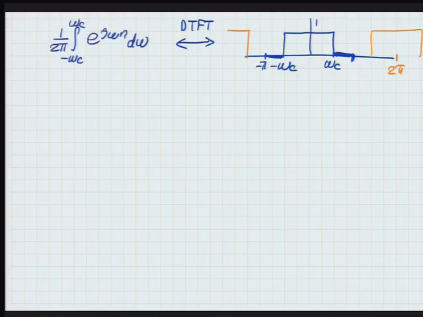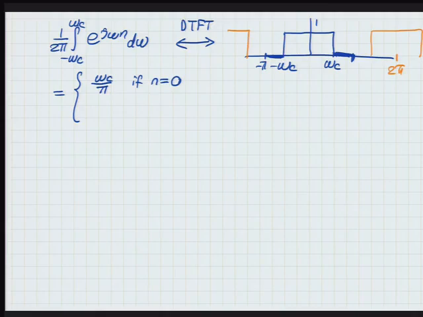Okay, so let's simplify this. Look at n equal to 0 first. What's the integral if n is equal to 0? Well, 2 omega c, right? Because you're integrating 1 divided by 2 pi, so it's omega c by pi. All right, if n is equal to 0. Why did I do n equal to 0 first? Because for n different than 0, I'm going to do a trick that requires n to be not 0.